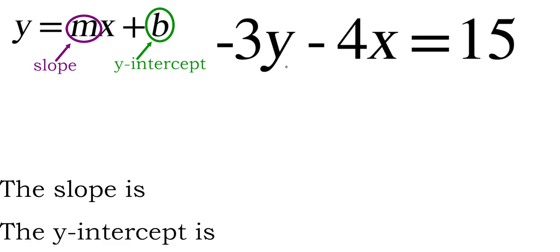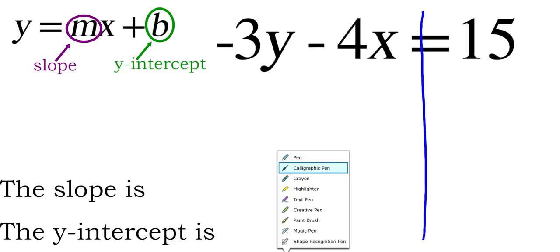All right, this problem is a little bit trickier. This equation is not in slope-intercept form. This equation reads as -3y minus 4x equals 15. If I want to identify the slope and the y-intercept, I need my equation to look generally like y equals mx plus b. So what I'm going to do is split this equation up by drawing a vertical line.